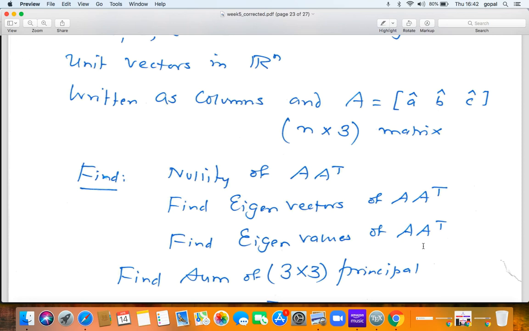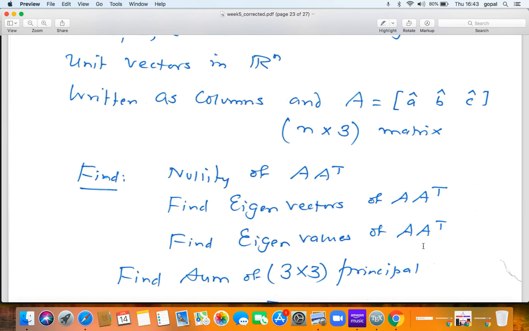Once you have found the eigenvalues of AA transpose, you got your lambda 1, lambda 2, up to lambda n, and you've noticed that n minus 3 of them are 0 and 3 of them are 1. 1, 1, 1, 0, 0, 0, 0, so n minus 3 zeros. So now take the sum of the products of the eigenvalues taken 3 at a time: lambda 1, lambda 2, lambda 3, then lambda 2, lambda 3, lambda 4, and so on. Take 3 eigenvalues, take the product and take the sums. And you know that. What is that going to be?